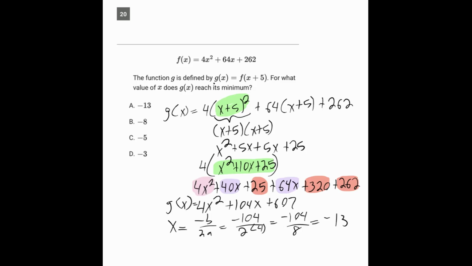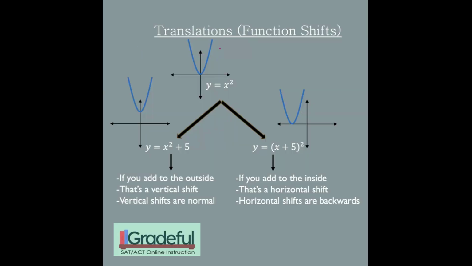Another way is to look at translations. To explain that, let's imagine we have a parabola at y equals x squared, just a regular parabola. If we add to the outside, that's a vertical shift, and those are normal. So plus 5 on the outside, that would be taking our parabola up 5. But if you add to the inside, that's a horizontal shift. And those are not normal, they're backwards. So normally positives to the right and negatives to the left. But here, positive would be to the left. So this parabola would be moved left 5.